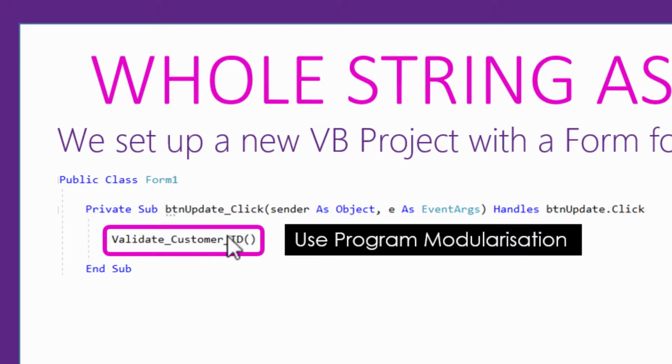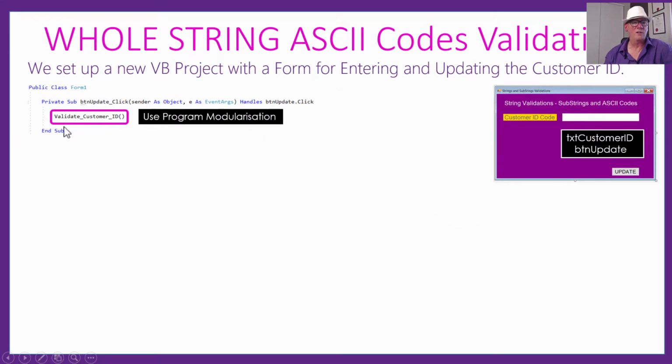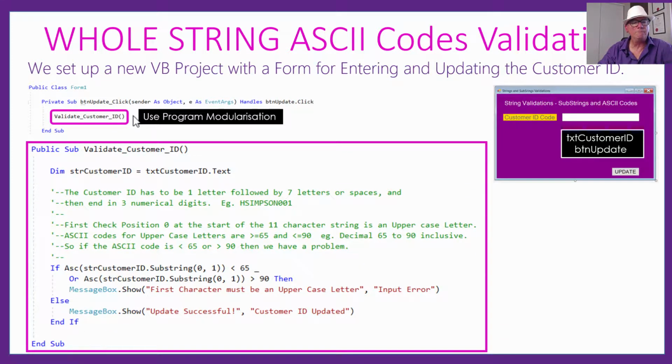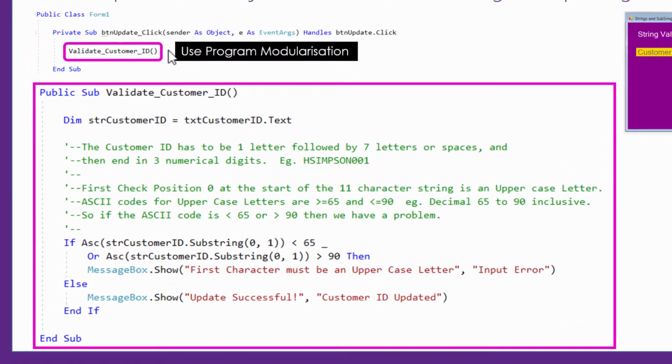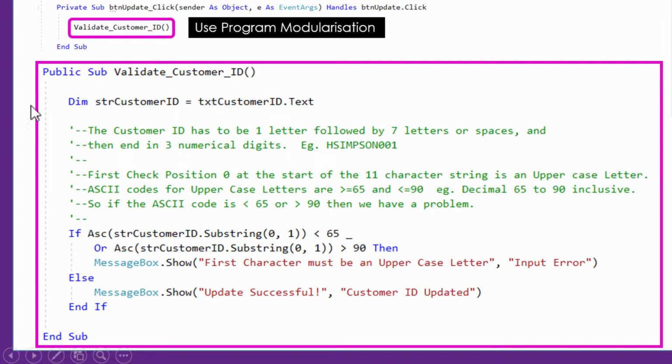So we need to just set that up. On button update, that's all we do. We're using modularization, so just putting the name of the submodule we're going to have in there at the moment with some brackets on the end. Then we're going to write a separate subroutine underneath, which is called ValidateCustomerID brackets, same name. And this is where we're doing the work.